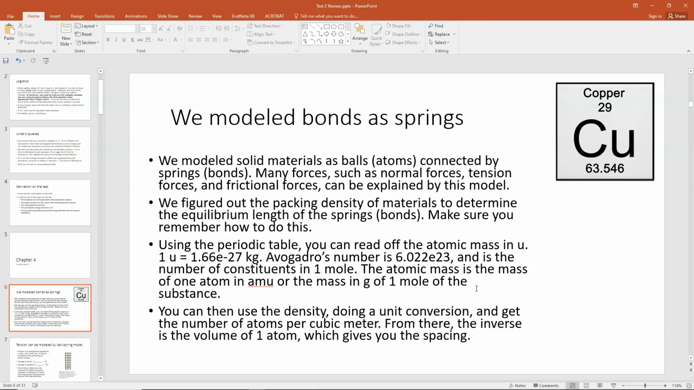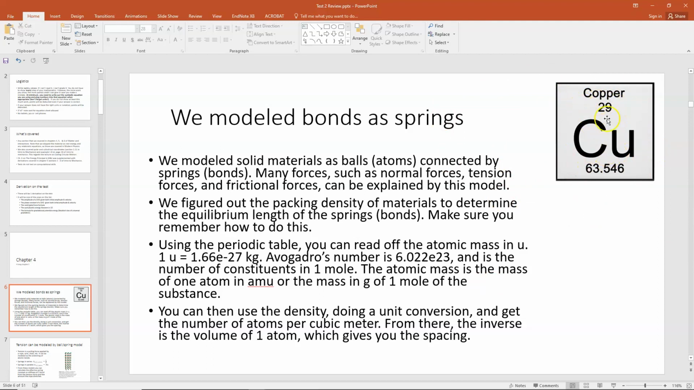We figured out the packing density of materials to determine the equilibrium length of the springs in the bonds. Remember how to do this. We did multiple homework problems on this. Basically, it just involves using the density of the material in grams per centimeter cubed and then doing a unit conversion using things from the periodic table. Remember that a periodic table entry looks like this in the upper right-hand corner. This is the one for copper.